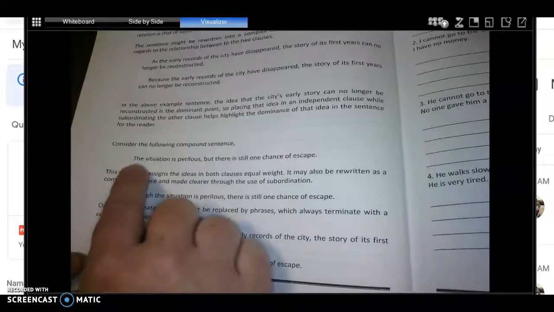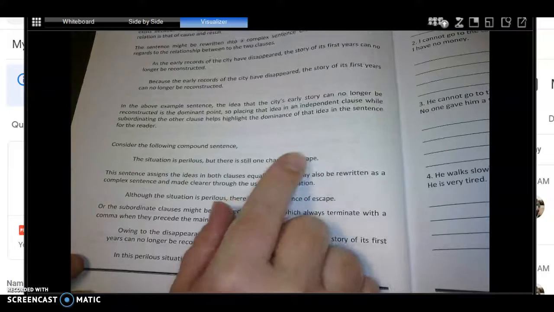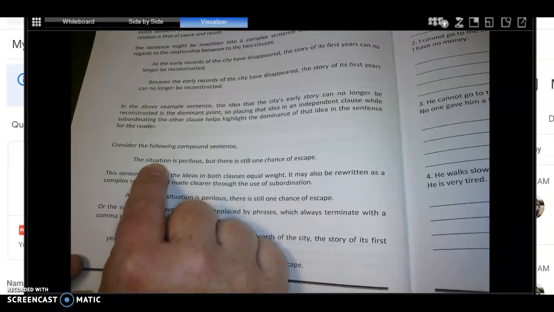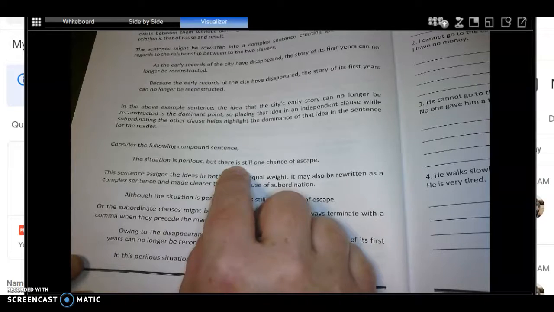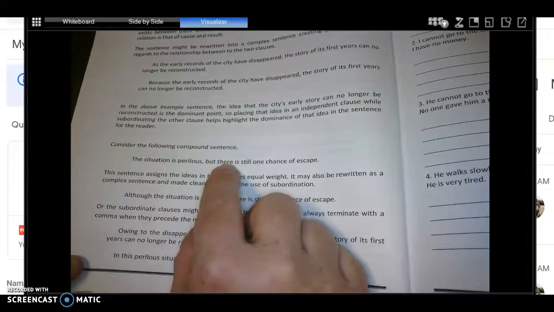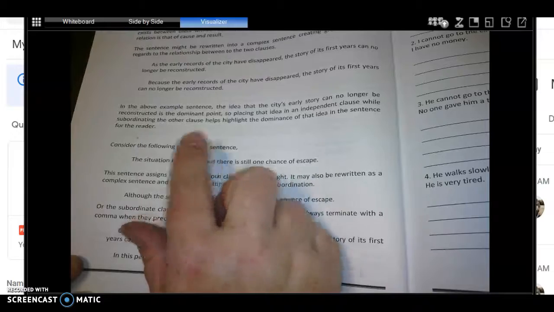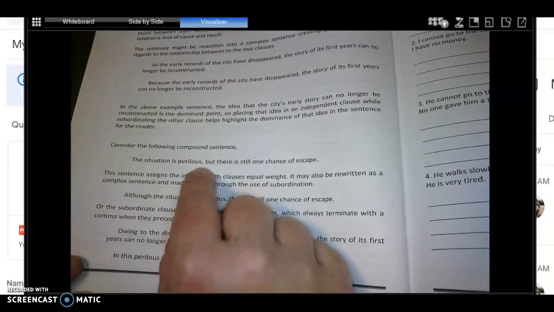Let's look at this compound sentence. The situation is perilous, but there is still one chance of escape. So here you have your verb is, underline that twice. Situation is your subject, underline that once. Is my verb, and then my subject is chance. There and here aren't usually subjects, so we always need to look for something else, but chance is my subject. Okay, this is a compound sentence. I have two independent clauses put together with a comma and a conjunction.